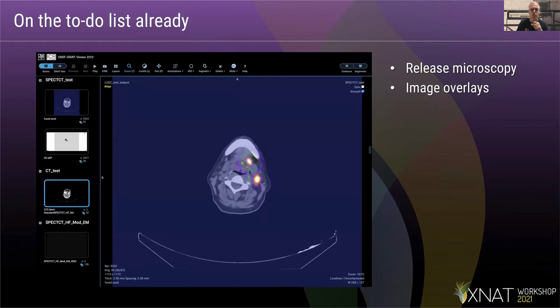We want to do quite a bit of work on image overlays because we have some projects that need it, and in general, everywhere is going to need fusion of PET CT, for example. This is actually harder than it looks, but we think it's doable, and we're hoping to work on that a lot more this autumn.